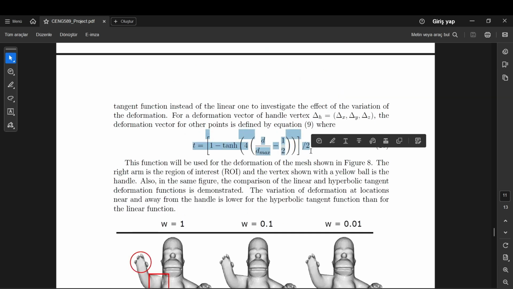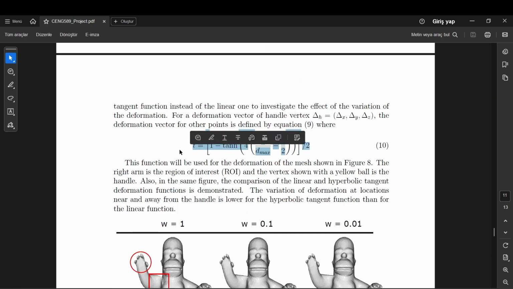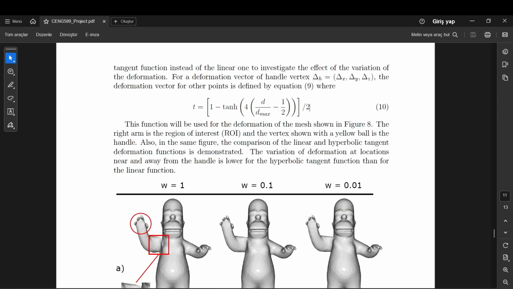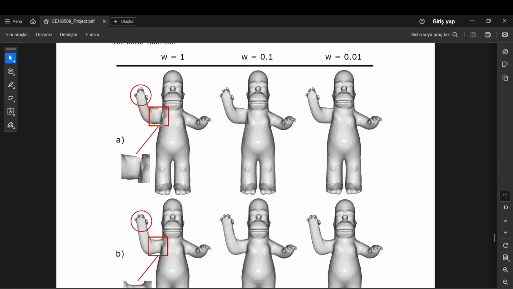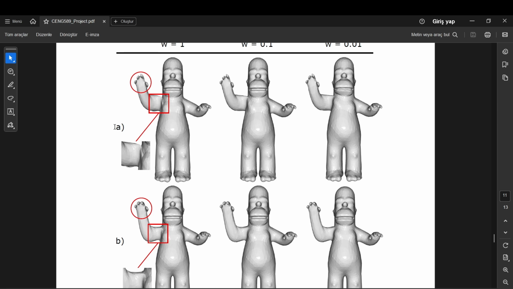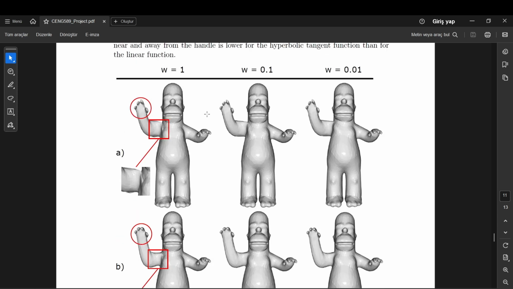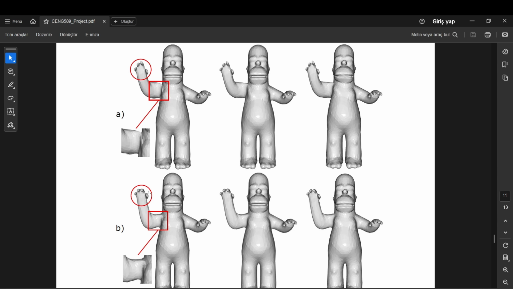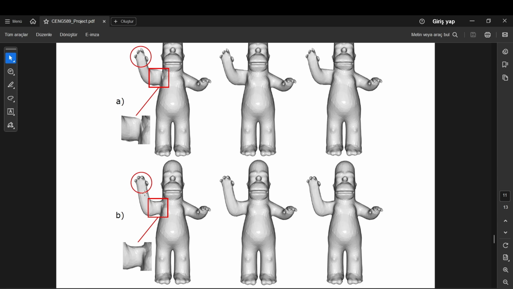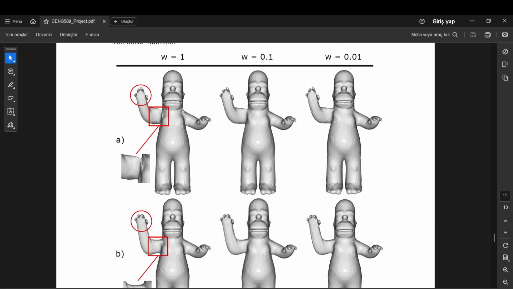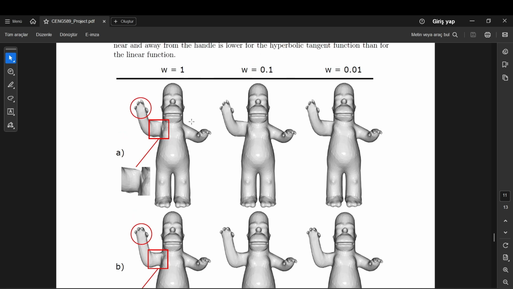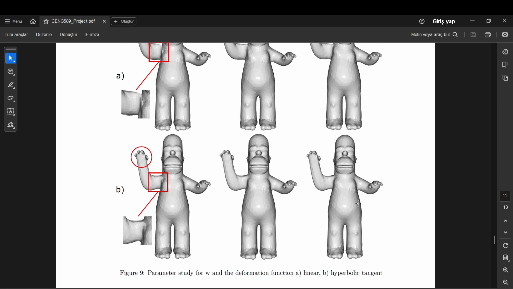So this is the tangent of a hyperbolic function. As you see, the top row is for the linear function and the bottom row is for the hyperbolic tangent function. The hand is distorted for the linear one, but in the other one there is no distortion in the hand. Also, for weight equals to one, for the linear one there are artifacts in the armpit region, but for the hyperbolic tangent one there are no artifacts.